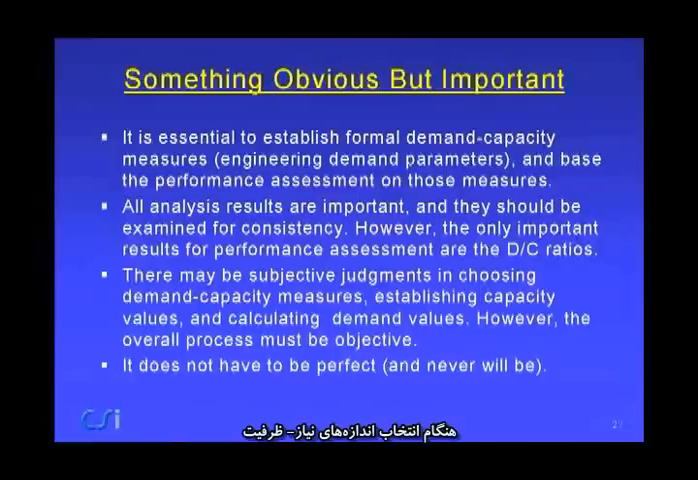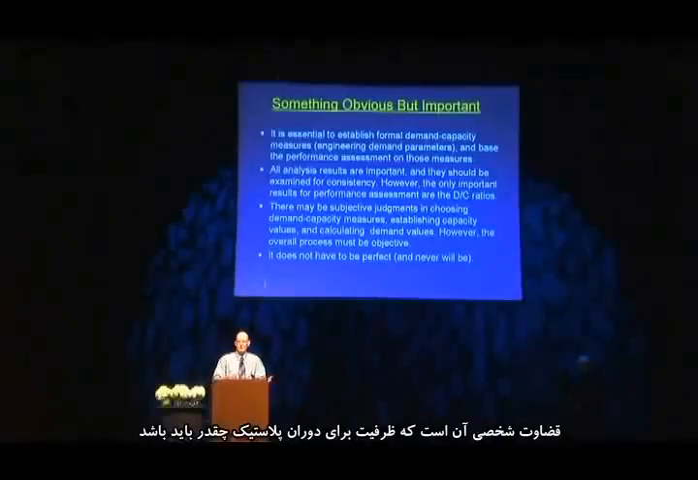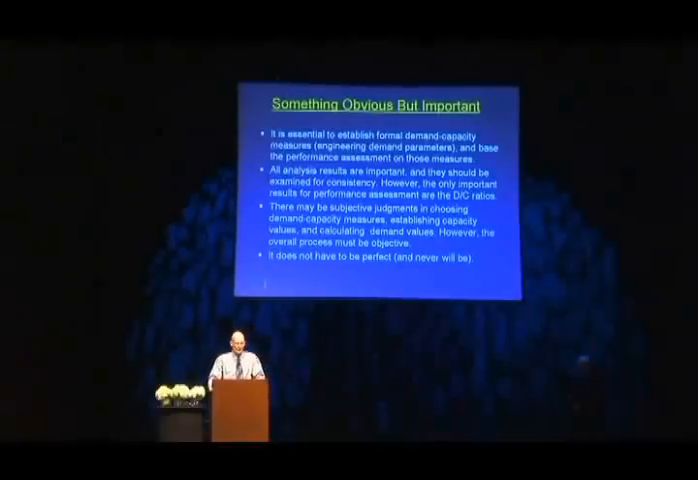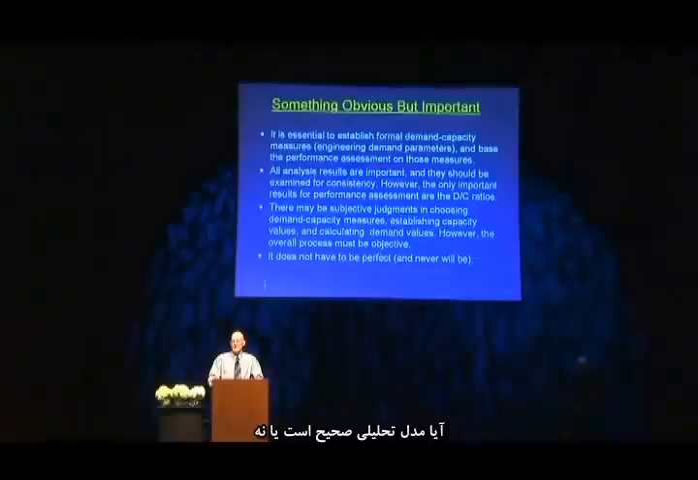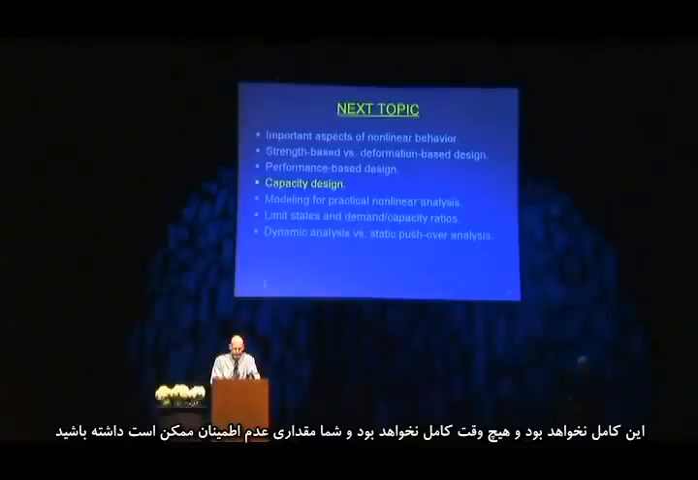Now, there may be subjective judgments when you choose the demand capacity measures, when you establish the capacity values, and also when you calculate the demand values. There's subjective judgments: what should the capacity be for plastic hinge rotation? Is your analysis model okay or is it not? However, ultimately the overall process must be based on objective measures and demand capacity comparisons. It does not have to be perfect, and it never will be perfect. You have to learn to live with the uncertainty.